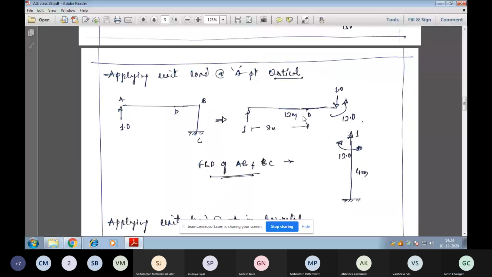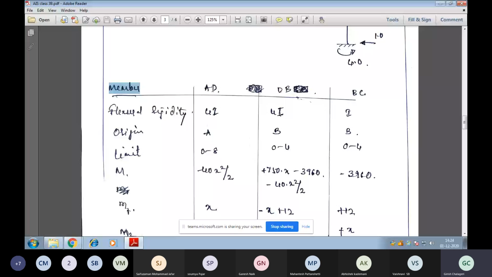What happens? There is a point load applied at D joint. If you directly take at this point the moment, the length between this point and this point is 4 meters, but if we consider for the whole length, we need to split the beam where we get a point load here. So that's what we have taken member AD, DB and BC as the 3 members subjected to a load.